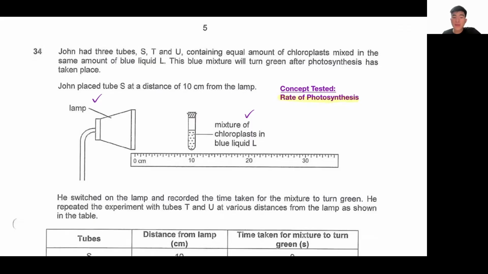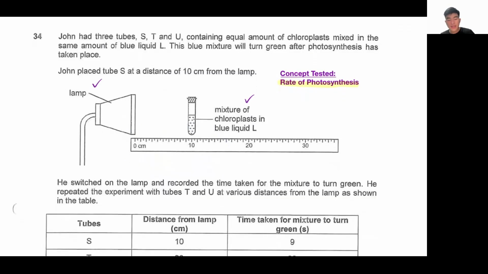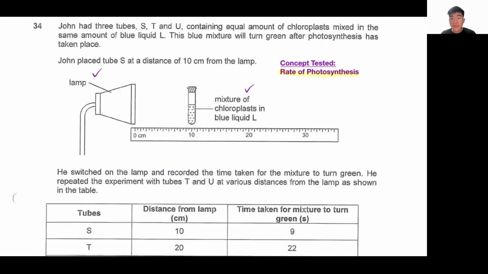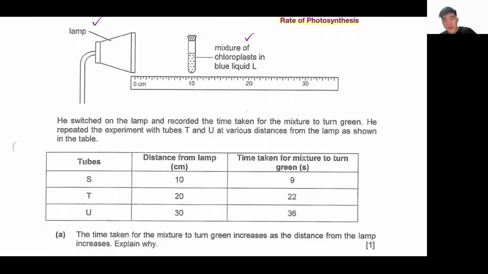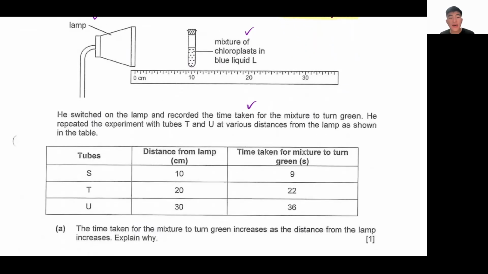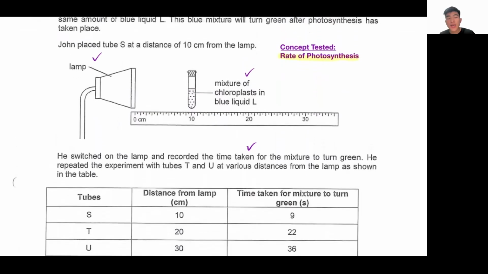Now, can you see there is a ruler over here? What is the idea behind putting a ruler over here? It is to measure the distance between the lamp and the mixture. And you see how that will affect the time taken for the mixture to turn green, or how long it would take for photosynthesis to occur. They say they are going to record the time taken, and the experiment was repeated with 3 different tubes. First off, we must understand who is the change variable.